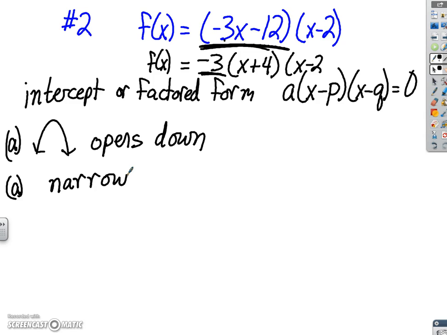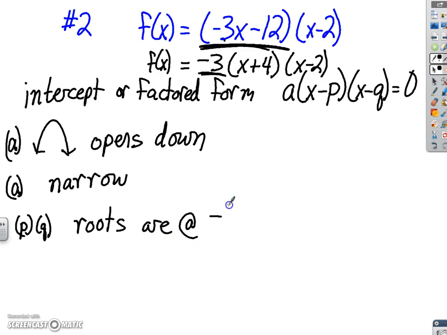All right, now we get into factored intercept form. What does that tell us? Well, we look at this. We can look at those P's and Q's. We can look at P and we can look at Q, and they tell us what the roots are. So the roots, or the zeros, or the x-intercepts, in this case, the roots are at -4 and +2.